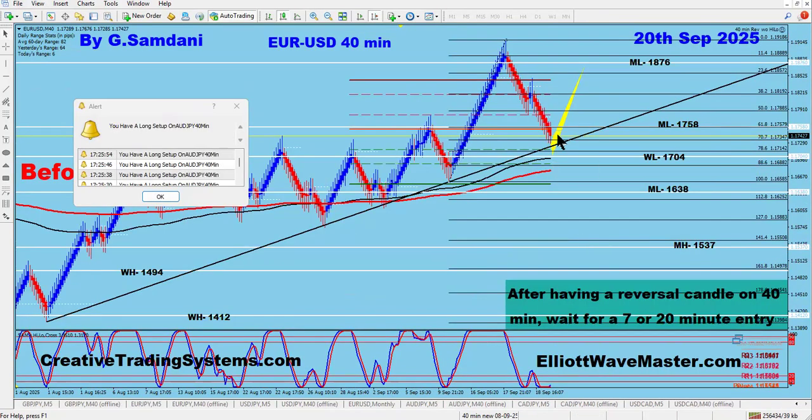Similarly here, see, there's a red candle only, right? What do we need here? We need a reversal candle first, and then we need the price to go above the wave and make a long setup on a 7-minute chart. And that's the entry we take. We don't just blindly take the entry because, oh yeah, it is very close to the trend line, open the trade. No. Wait for the confirmation. That's the safety net that we have.